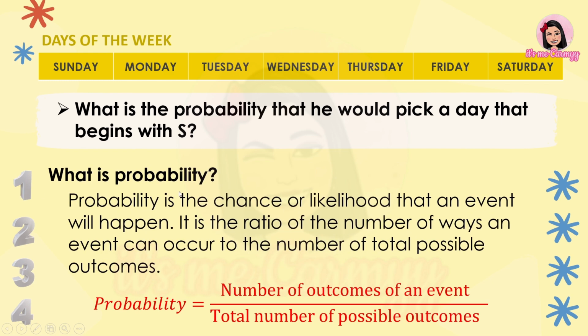What is probability? So let's discuss first what is probability. Probability is the chance or likelihood that an event will happen. It is the ratio of the number of ways an event can occur to the number of total possible outcomes. So the probability is equal to the number of outcomes of an event divided by the total number of possible outcomes.